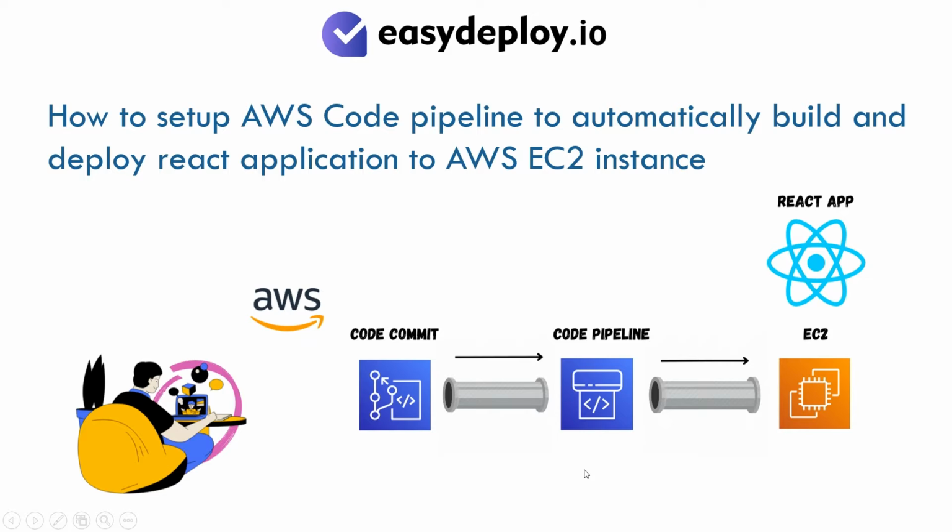In this video, we are going to see how to set up AWS CodePipeline to automatically build and deploy a React application to an AWS EC2 instance.